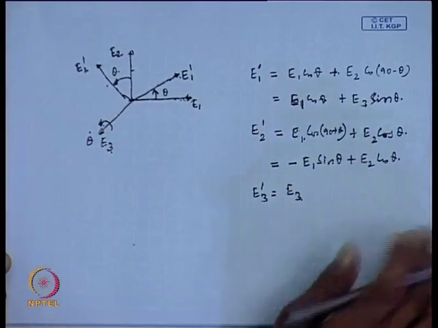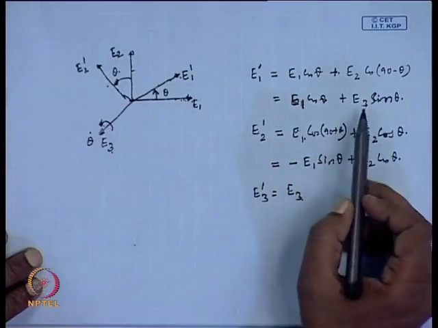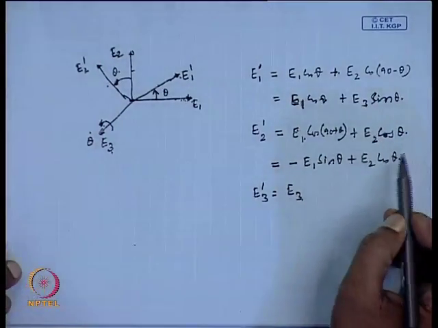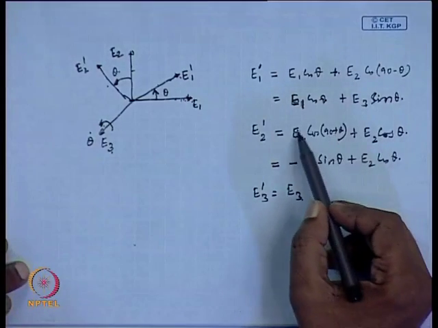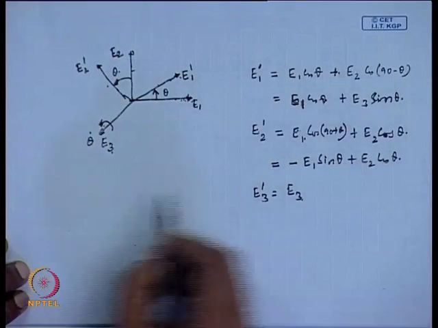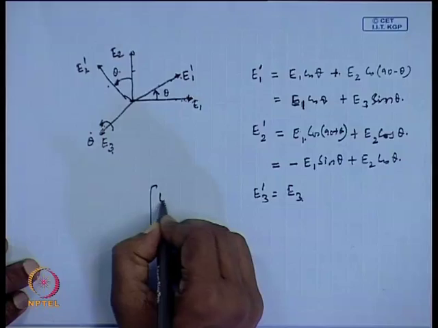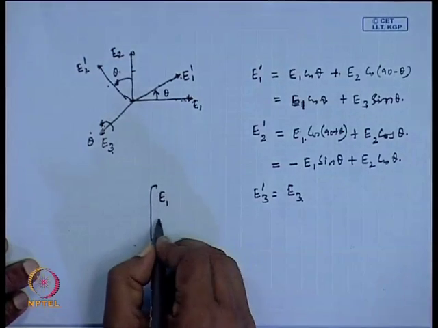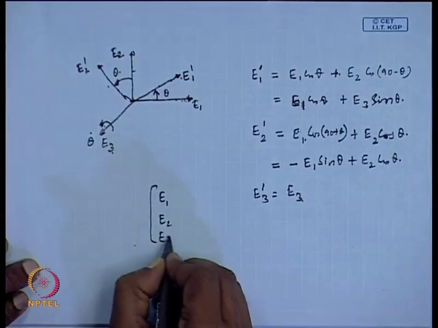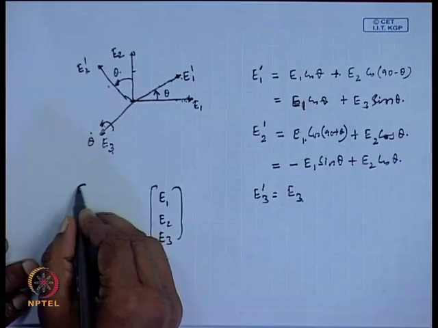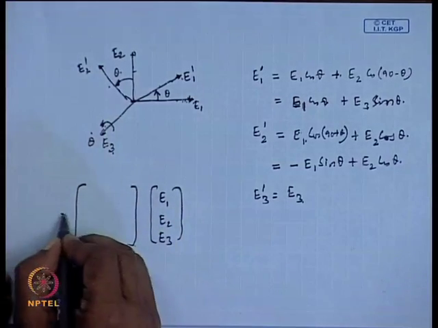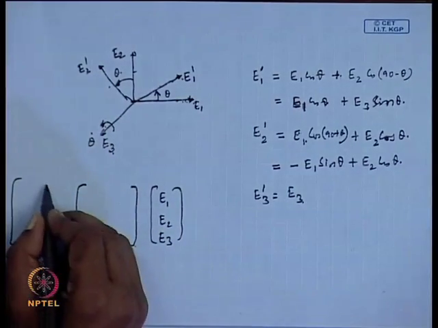So, basically any vector whose components are E1, E2 and E3, or say if they are unit vectors, the components of the unit vector are E1, E2 and E3. So, you can rotate them and describe them in another frame.